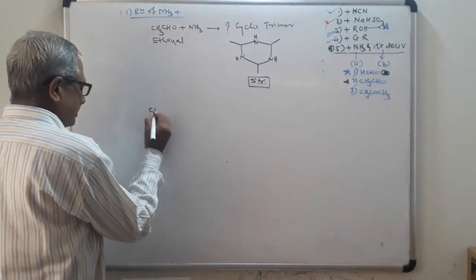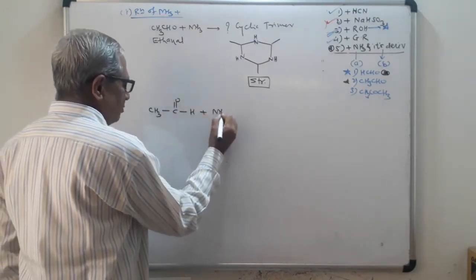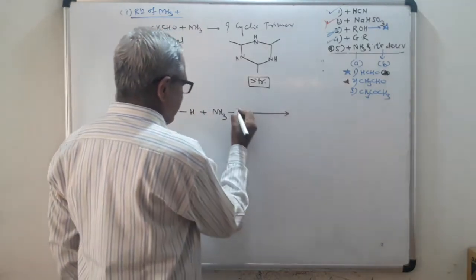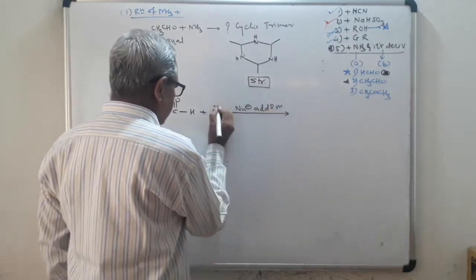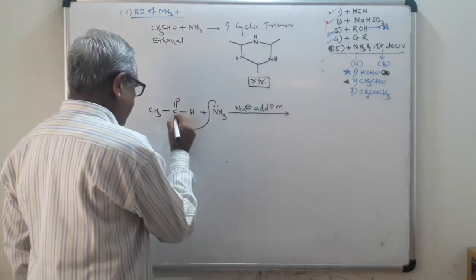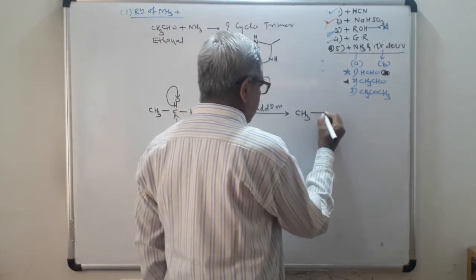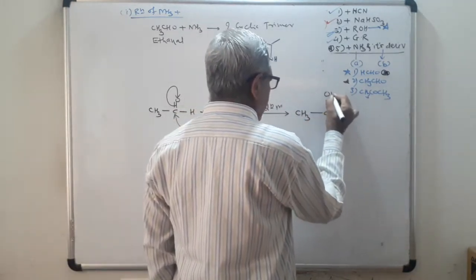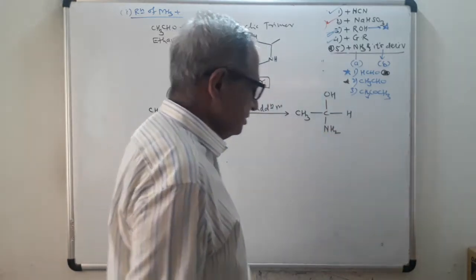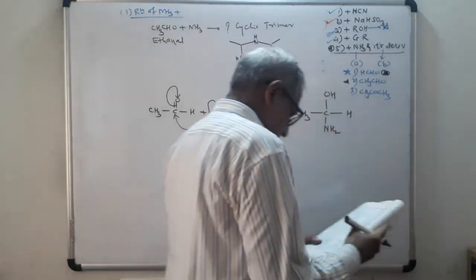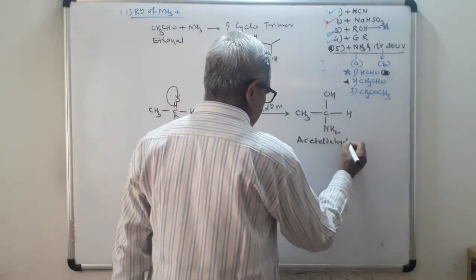See here, this is your acetaldehyde, CH3, C double bond O, H. You do the reaction with ammonia, NH3. This undergoes a nucleophilic addition reaction. Nitrogen has one lone pair of electrons. It goes to the carbonyl carbon, the pi bond is broken, and you get the structure CH3 CHOH NH2. The name of this one is acetaldehyde ammonia.